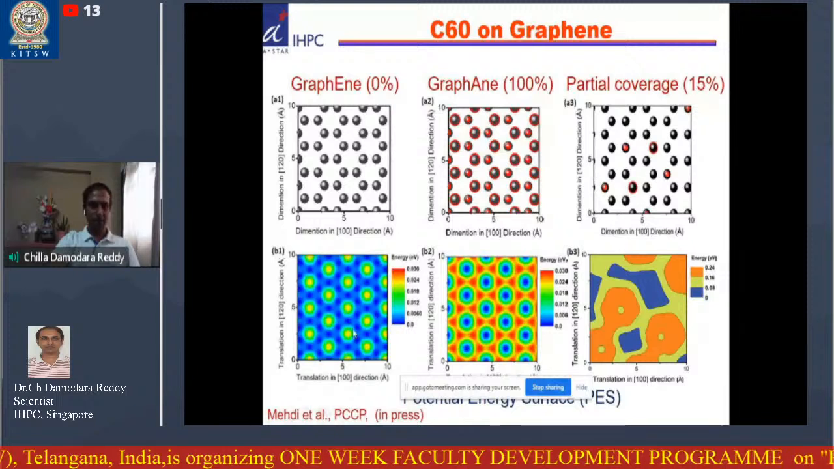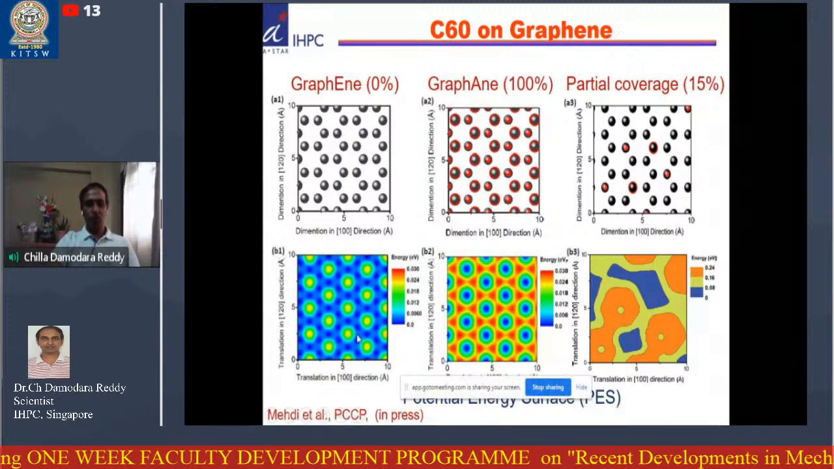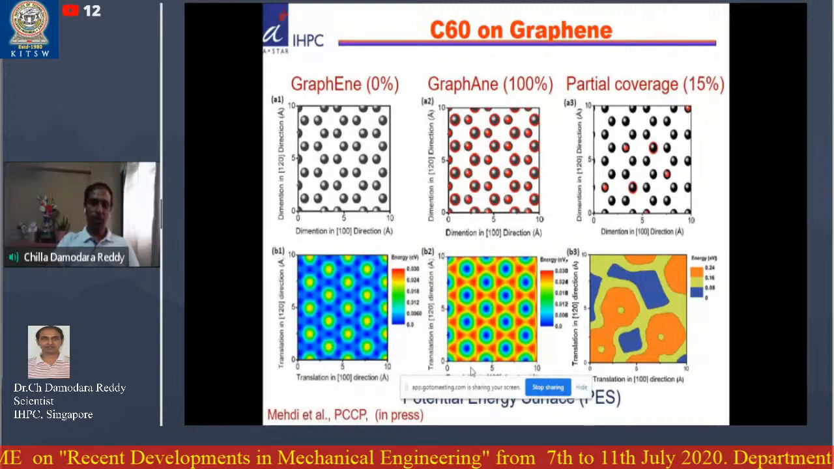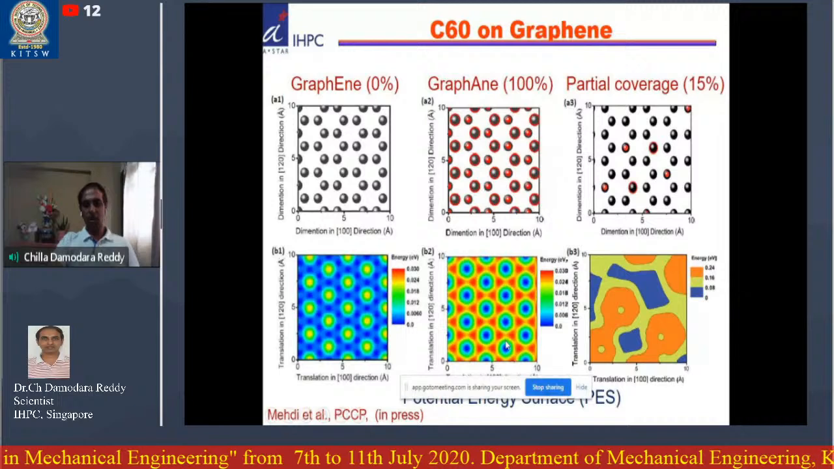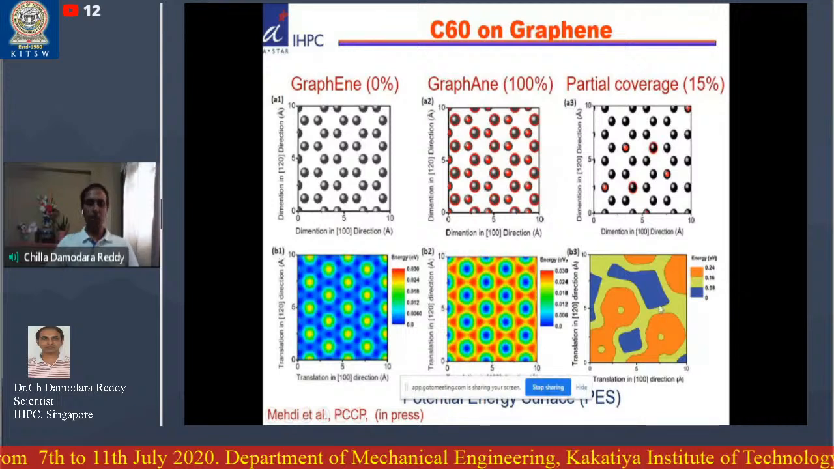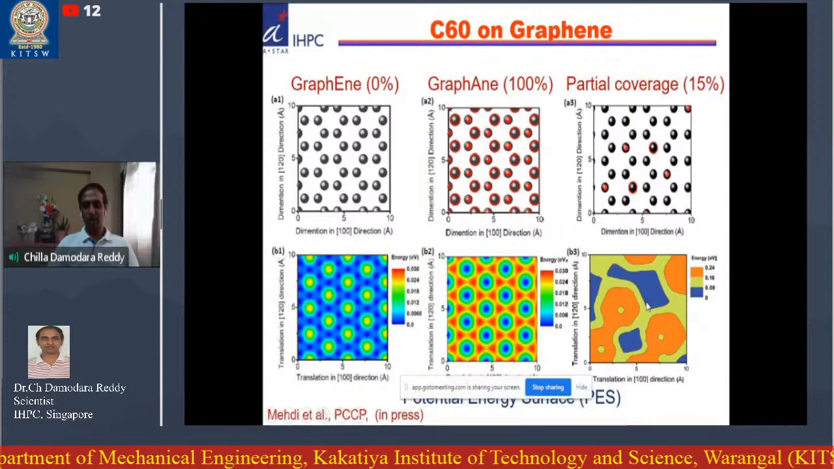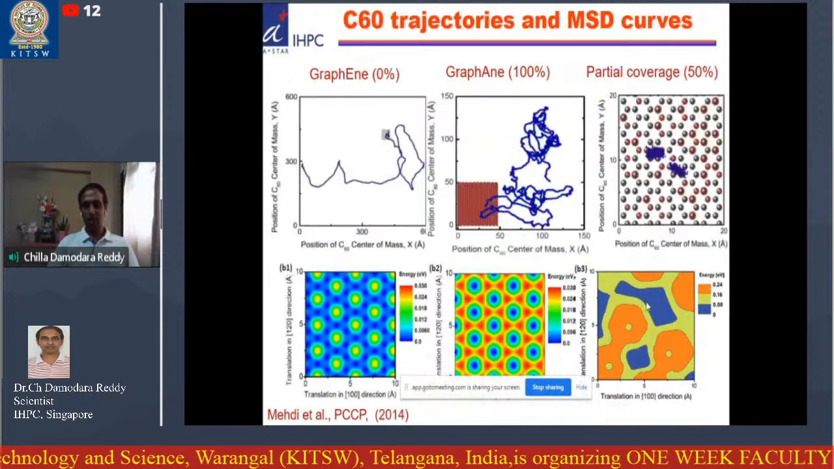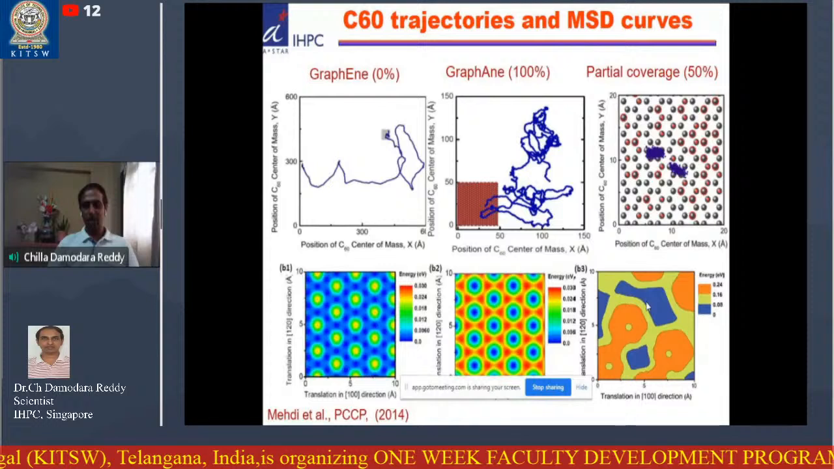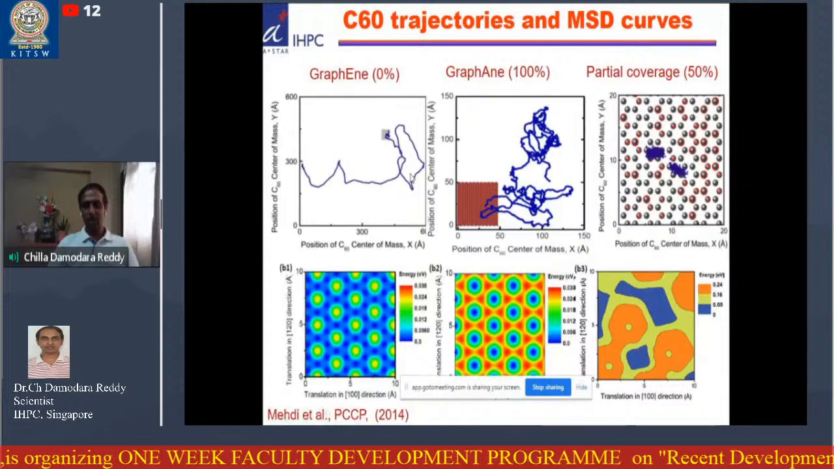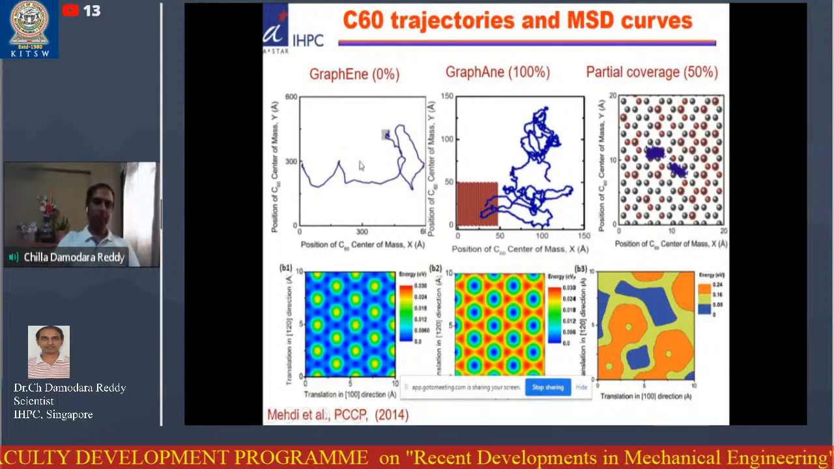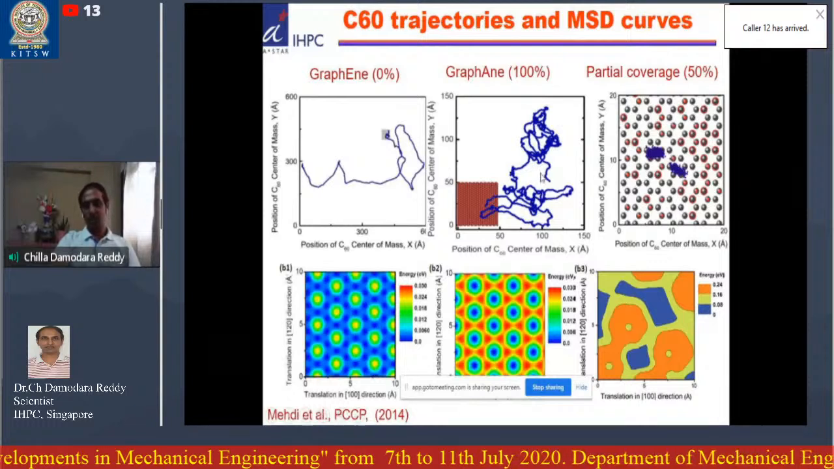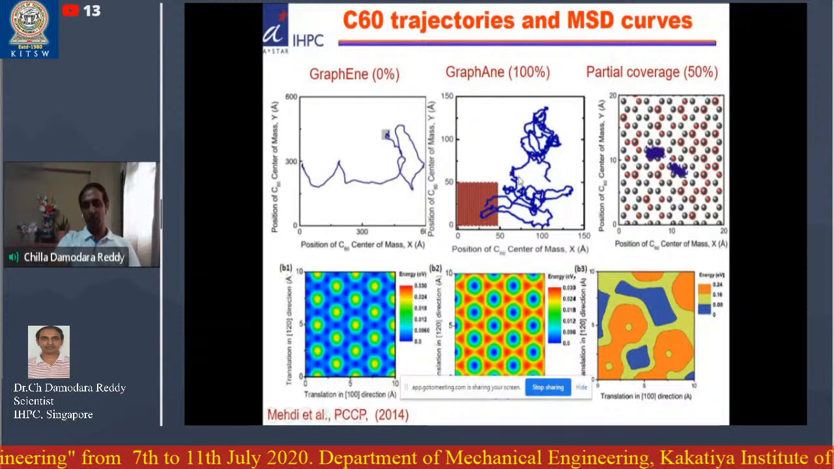Here are the different structures we analyzed, and these are the potential energy surfaces. Suppose you are on a plain place, then you can go by bicycle very fast. If you have some kind of rocky surface, then you go very slowly. And if you have hills and other places, then you can't go much faster. The C60 molecule also does the same thing. On pure graphene, it goes very fast on the sheet. This is the trajectory we noted. With the hydrogenated graphene sheet, the trajectory is much closer here and there. It's rotating, but with much lesser velocity. And with partial coverage, it goes and sticks to one particular place.